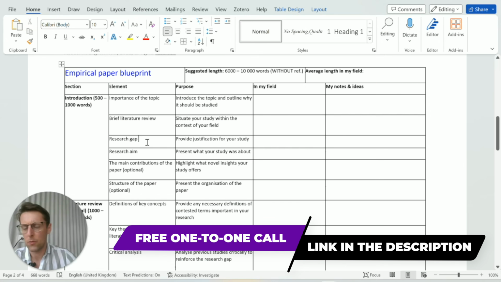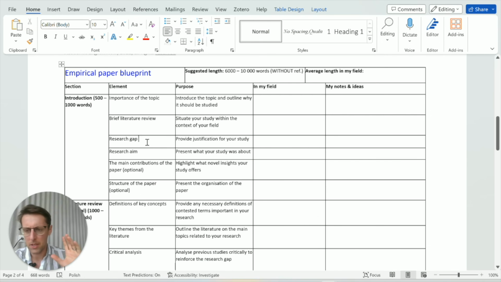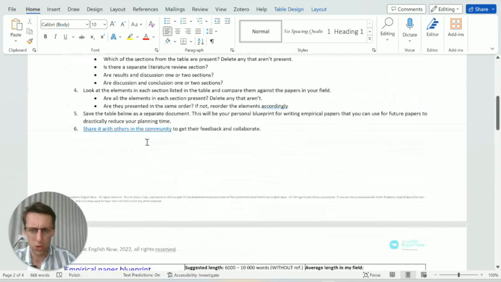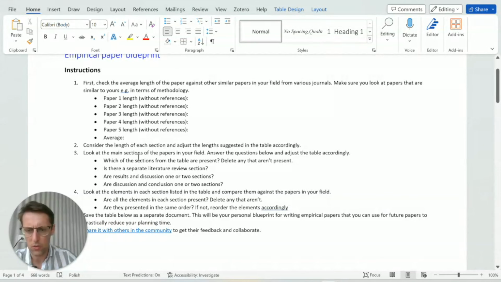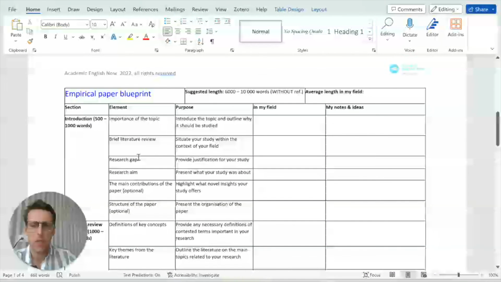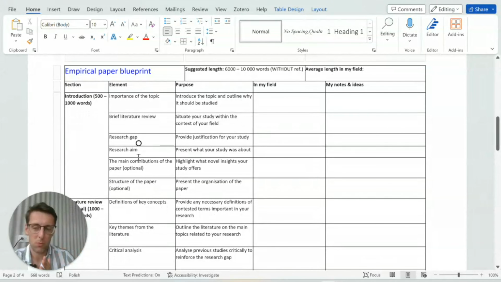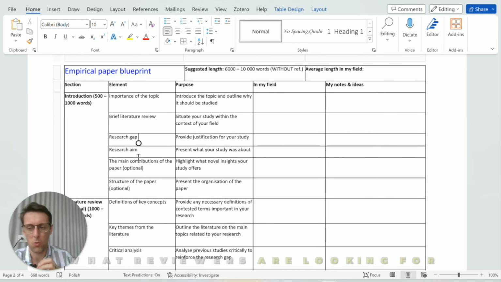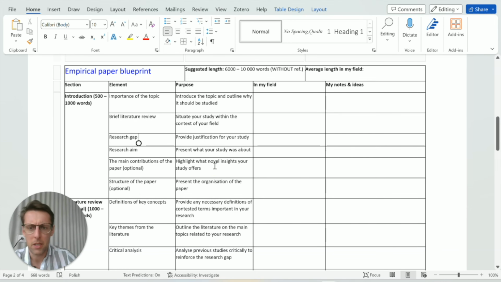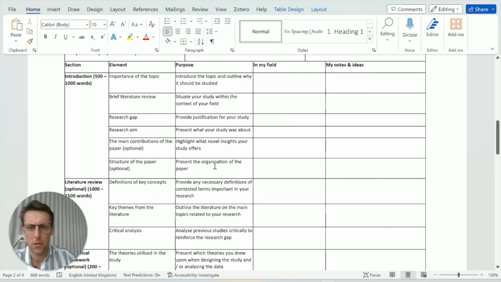It's a blueprint that works for almost all fields, regardless of what you're doing. You obviously want to adjust it, and I give specific instructions on how to adjust it here. But really, if you just follow this blueprint, you're already going to have a really coherent story. And a coherent story is exactly what reviewers are looking for in a paper. They want a coherent story.